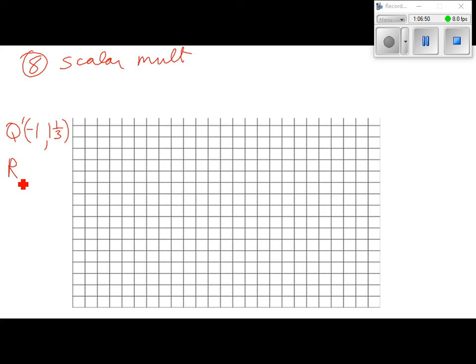Next one, R. So R prime. What's -2 times 1/3? Negative 2/3. What's 2 times 1/3? 2/3. What's -1 times 1/3? -1/3. Next one is T prime. We look at T, what's 3 times 1/3? 1. What's 1 times 1/3?